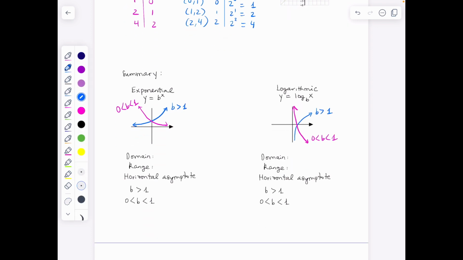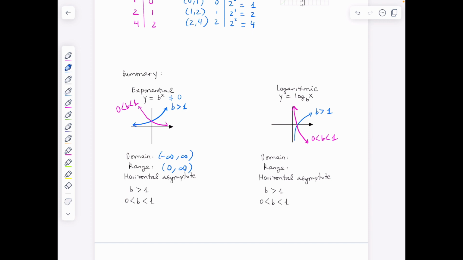So the domain for the exponential function is always negative infinity to positive infinity. And the range for that function, as you can see, is above the horizontal line, so it never touches the horizontal line because it's not possible for b to the x to equal 0. So the range is from 0 to infinity.